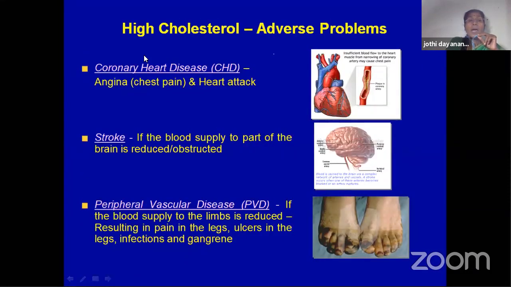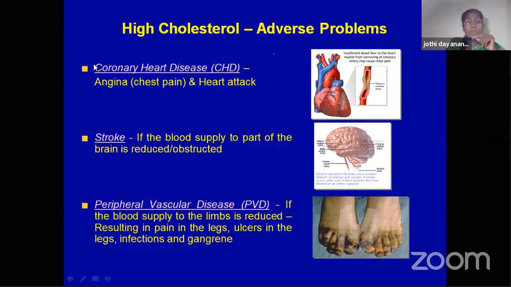So if cholesterol goes high, it leads to coronary heart diseases. Angina means repeated bouts of heart pain. So that is called angina, and heart attack goes with that. And stroke is when the blood supply to parts of the brain is stopped. It is called stroke.